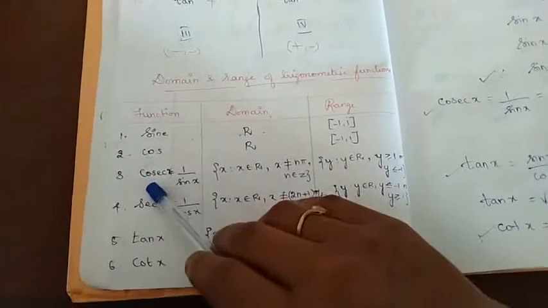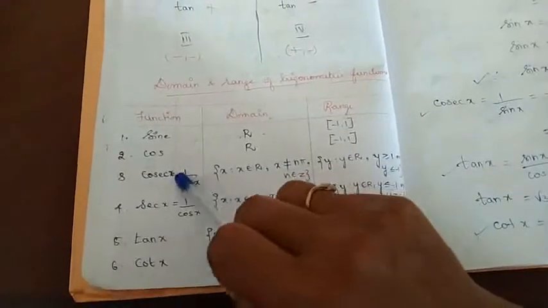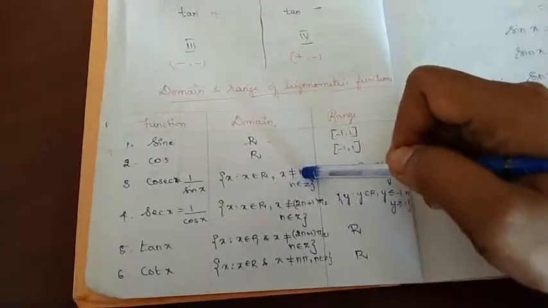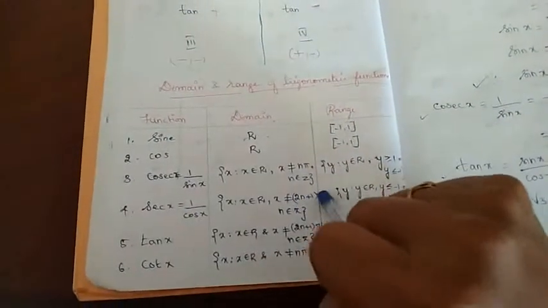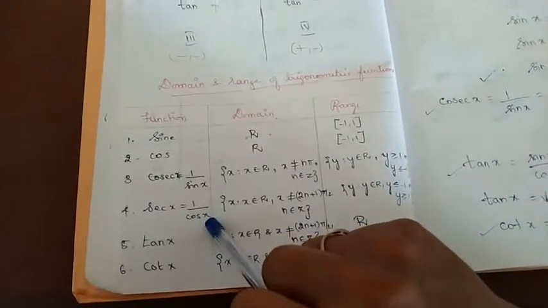For cosec, the domain is the entire real number system except for n pi, because we know the denominator will become 0 for n pi, therefore n pi alone is omitted. Similarly for secant, (2n plus 1) pi by 2 is omitted because we know under that the cos function will become 0.